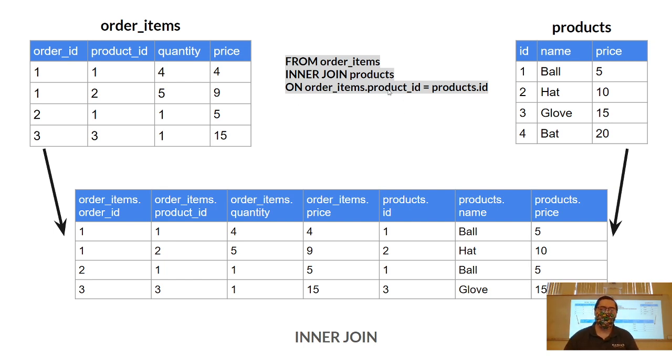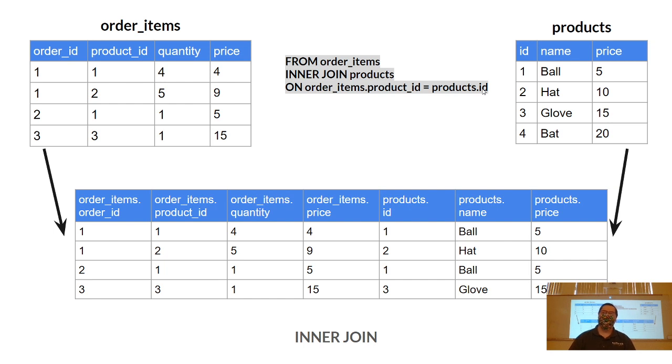So that's what that looks like, and I need to specify which tables are there. So order items, product ID, products ID. And the reason I need to put the name in there is oftentimes you need to disambiguate which table the column is coming from. In this case, I could just say product ID equals ID.